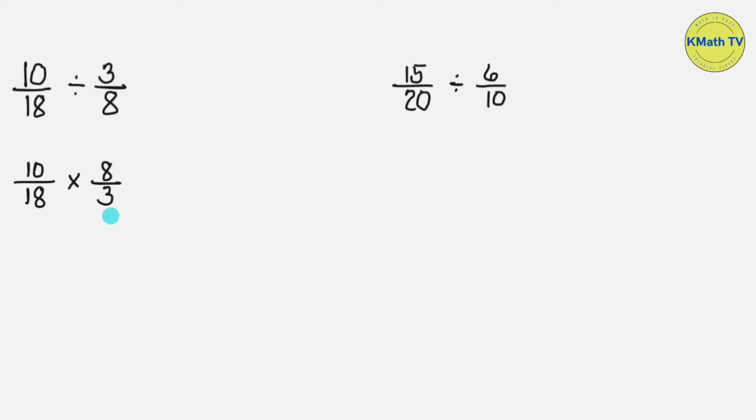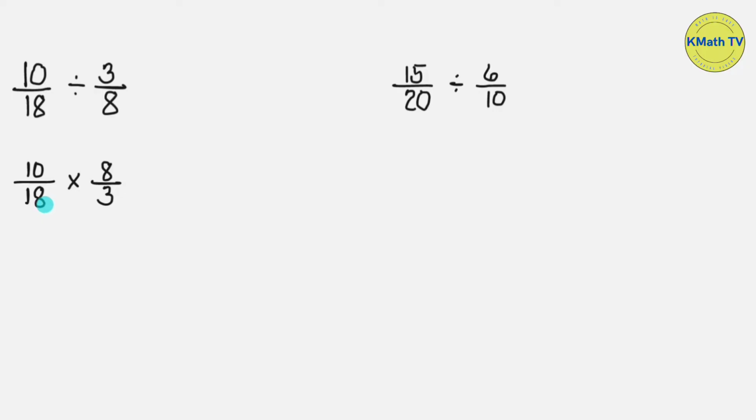And to use cancellation, we can do cross cancellation, or we can cancel the first fraction, the numerator and the denominator, as well as the second fraction if they have a greatest common factor or GCF. Here, we can cancel 8 and 18, or we can simplify the first fraction. We can cancel the numerator 10 and the denominator 18.